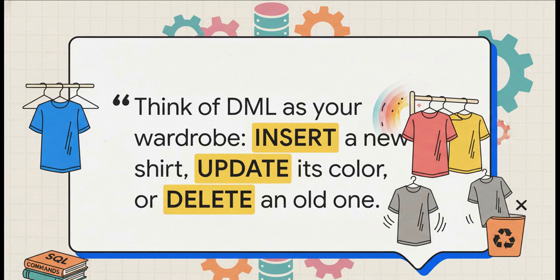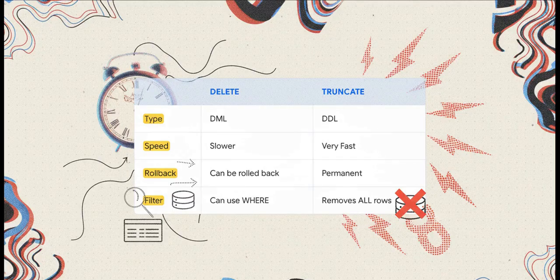See? Simple. Now this is one of the most classic "tell me you know SQL" interview questions you will ever get. What's the difference between DELETE and TRUNCATE? Well, here's the breakdown. DELETE is DML. It's slower, you can undo it, and critically, you can use a WHERE clause to be specific. TRUNCATE, on the other hand, is that DDL command we just talked about. It's blazingly fast, it's permanent, and it removes every single row, no questions asked. Knowing this distinction is absolutely key.